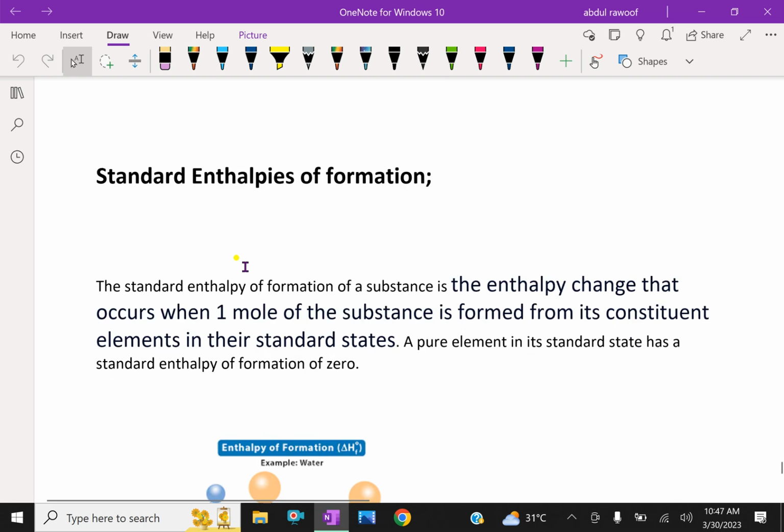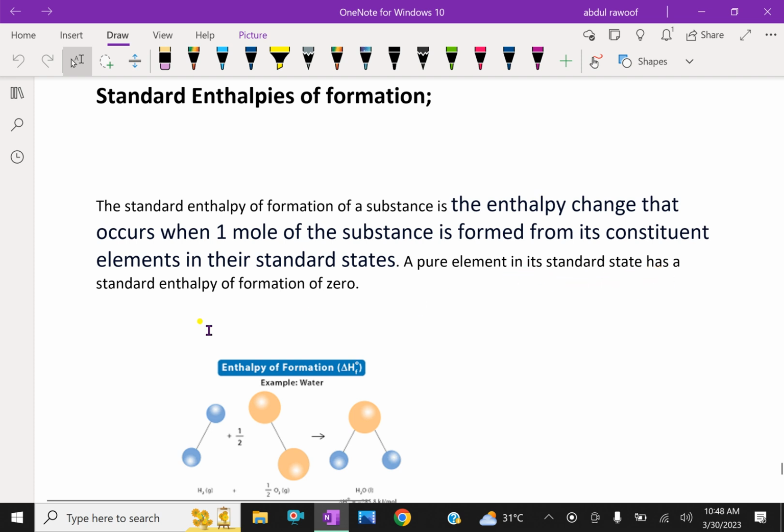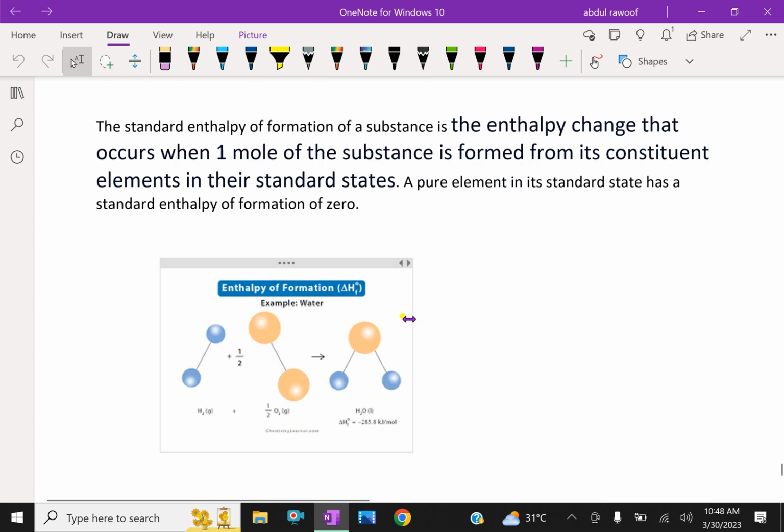Next we will discuss standard enthalpy of formation. The standard enthalpy of formation of a substance is the enthalpy change that occurs when 1 mole of the substance is formed from its constituent elements in their standard states. A pure element in its standard state has a standard enthalpy of formation of 0. The enthalpy change in forming 1 mole of a substance from the elements in their standard states is called the standard enthalpy of formation of the substance. We can write this as delta H of formation zero.